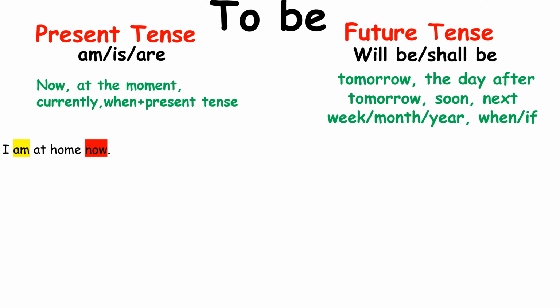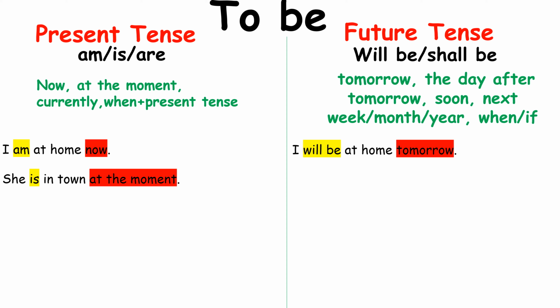I am at home now. As you can see in this sentence, to be is used in the present tense form because we have a time adverb, which is now. I will be at home tomorrow. In this sentence, however, to be is used in the future tense form because we have a time adverb which shows tomorrow. Future tense. Now, a few more examples.